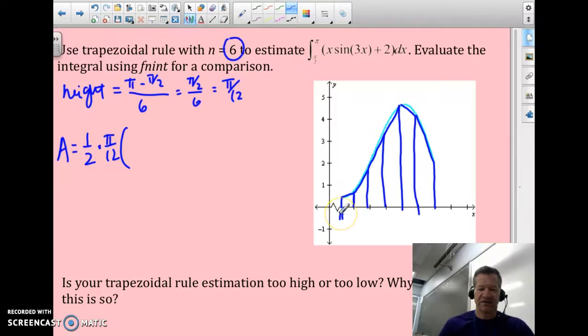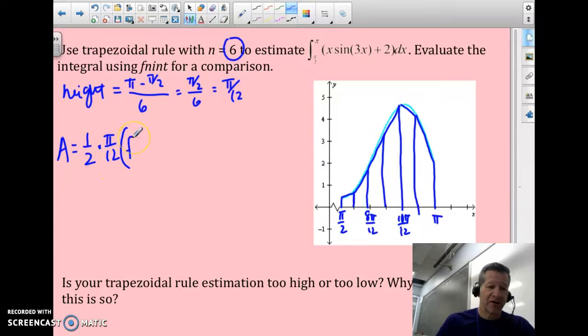Okay, so this is pi over 2 way on the far right, pi right here. You notice, since the height is pi over 12, each of these is going to be pi over 12 apart. So if this is 6 pi over 12, this would be 7 pi over 12, 8 pi over 12, 9 pi over 12, 10 pi over 12. So just like rectangles, that size of your subinterval determines how far apart the bases are.